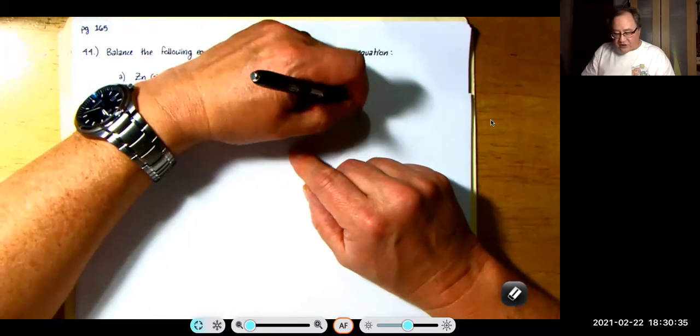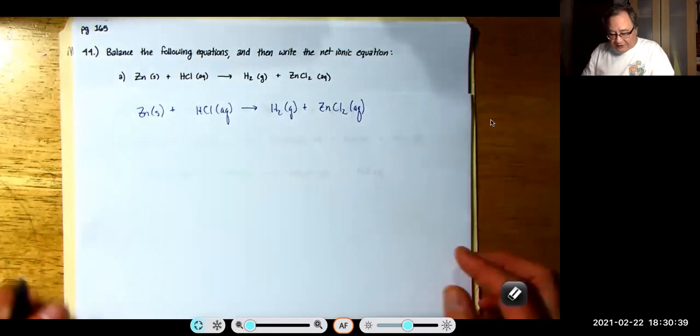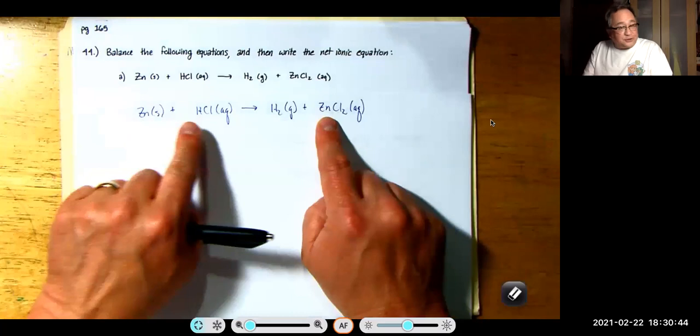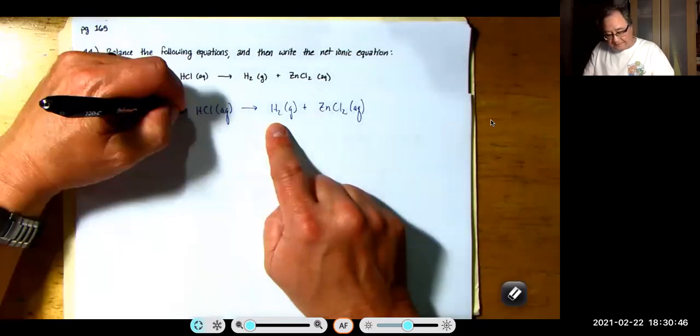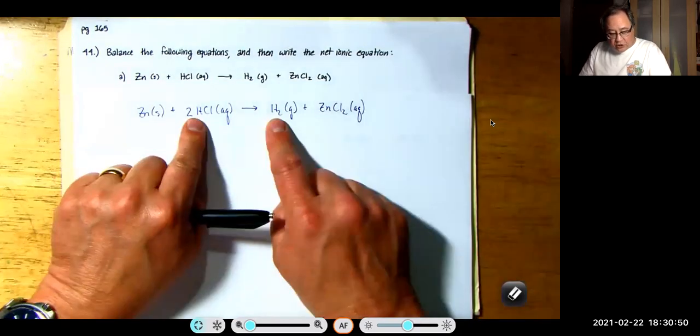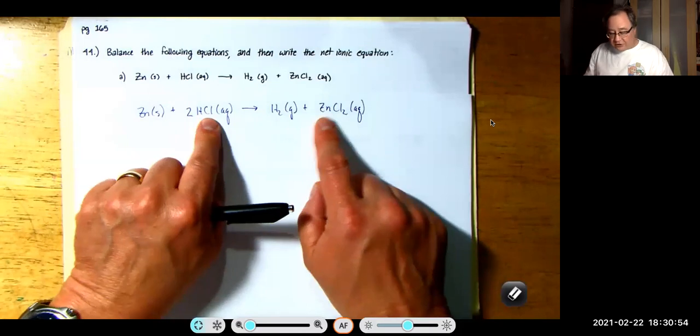So here's the reaction written out again. I'm just going to balance it to begin with. 1 zinc, 1 zinc, 1 hydrogen, 2 hydrogens. So I want to put a 2 here. Now I've got 2 hydrogens, 2 hydrogens, 2 chlorides or 2 chlorines and 2 chlorides. So they match.